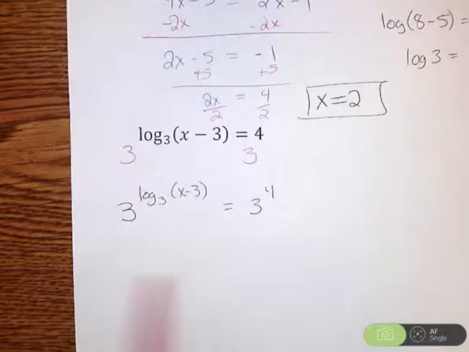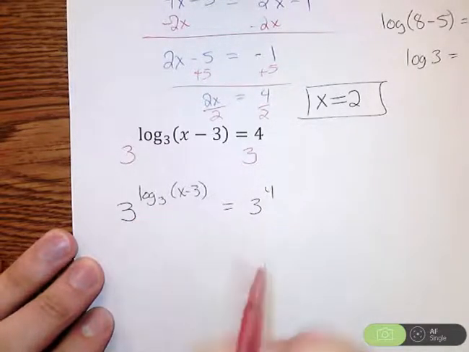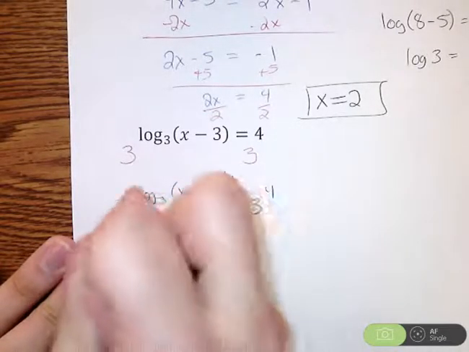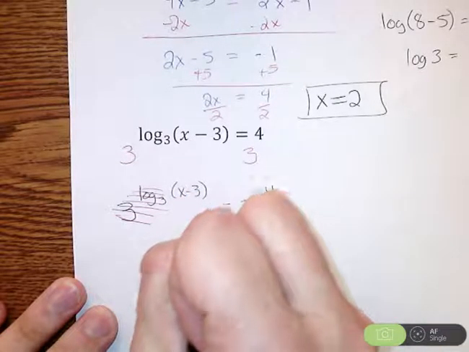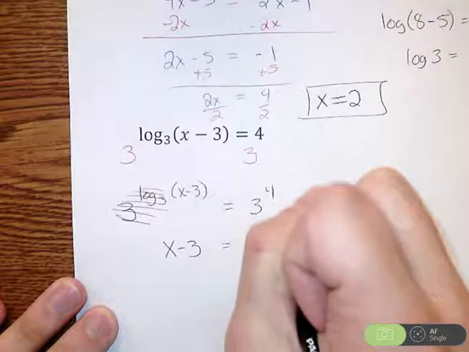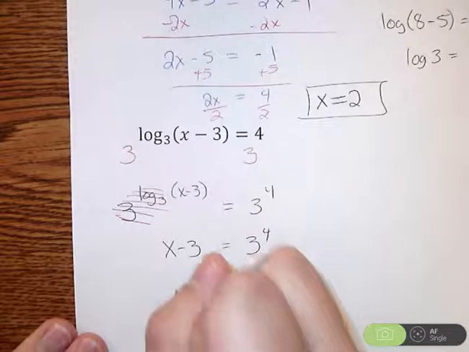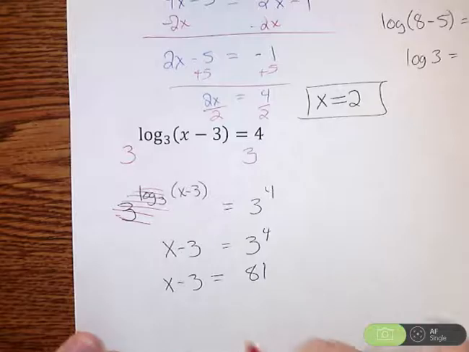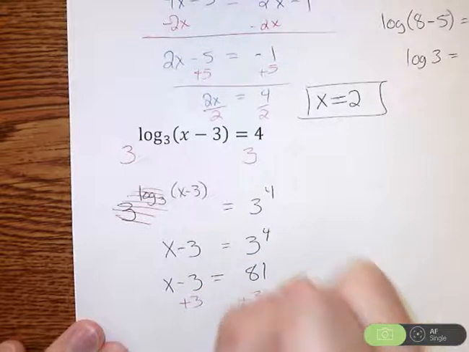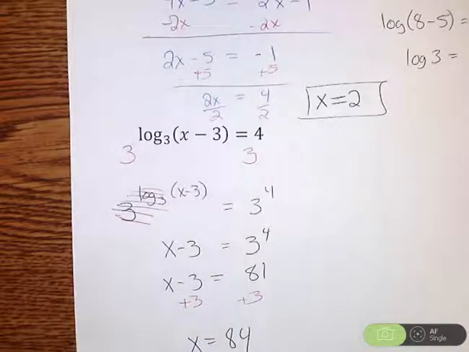The reason we are doing this is when the base here is 3 and the base of that log is 3, notice they're the same base, those are inverse operations. So we are left with x minus 3 is equal to 3 to the 4th power. Now, I just need to solve this. So 3 to the 4th power, that's going to be 81. Add 3 to both sides, I get x equals 84.